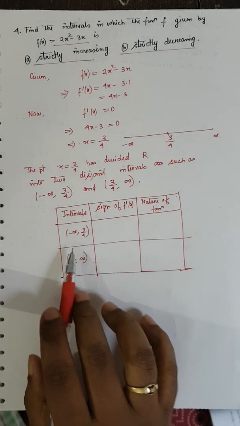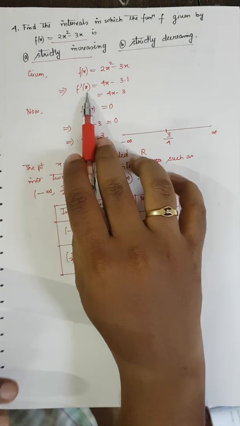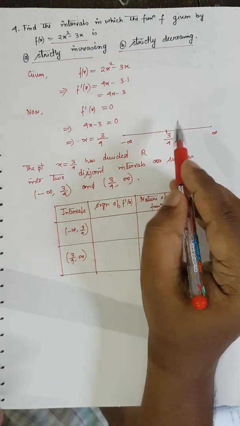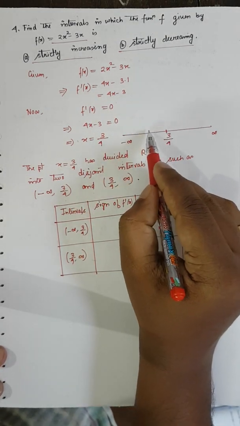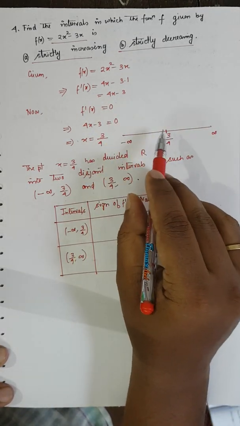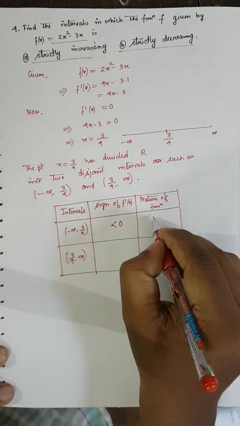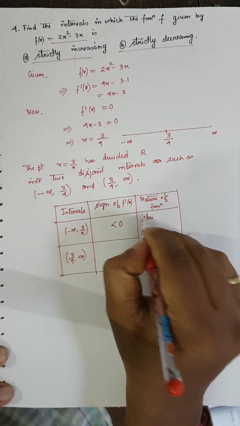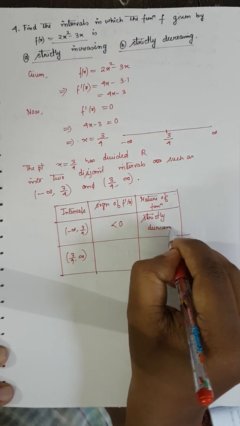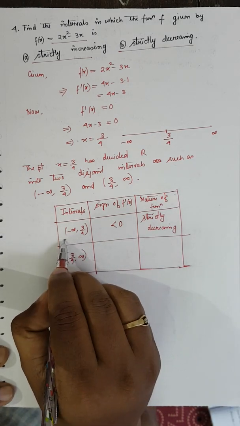If you take any value less than 3 by 4, the value of f dash x, that is 4x minus 3, will be less than 0. Suppose if you take x equal to 0, it is 4 into 0 minus 3. So whenever x is less than 3 by 4, the value of f dash x is negative. So the function is strictly decreasing when x belongs to the interval minus infinity to 3 by 4.